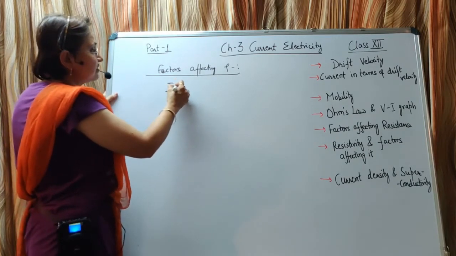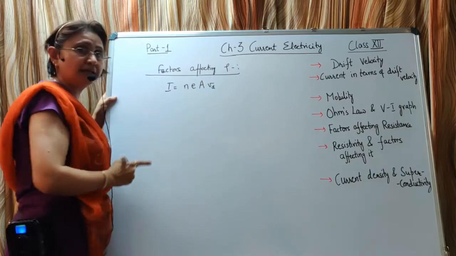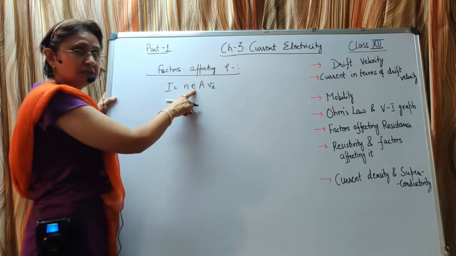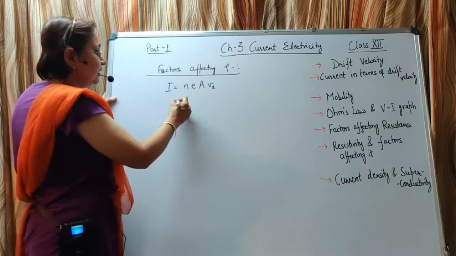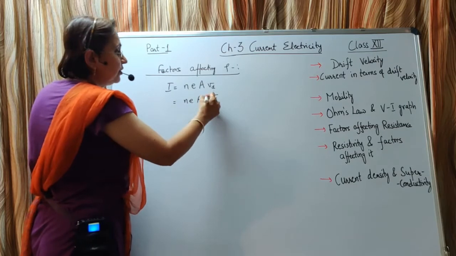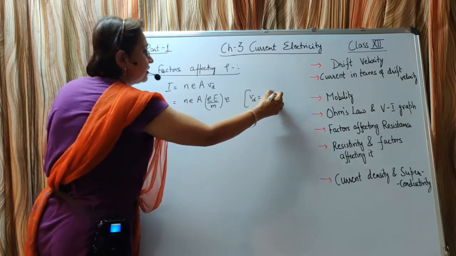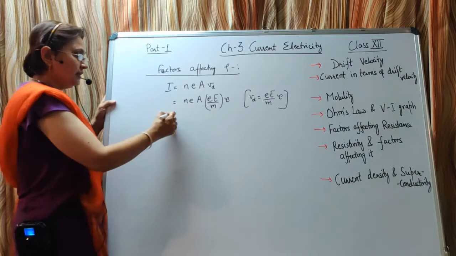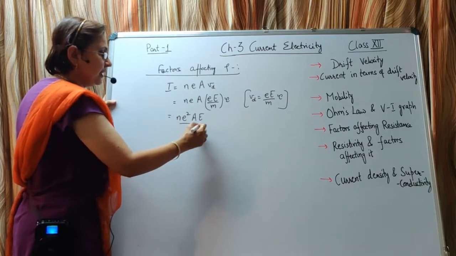We know that current is related to the drift velocity by the formula I = nAeVd, where n is the electron density, that is the number of electrons per unit volume, e is the charge on the electron, A is the area of the conductor, and Vd is the drift velocity. And Vd is given by eE upon m into tau. We have derived the expression of drift velocity, which is eE upon m into tau. So substituting it here, this becomes n e square A E upon m into tau.